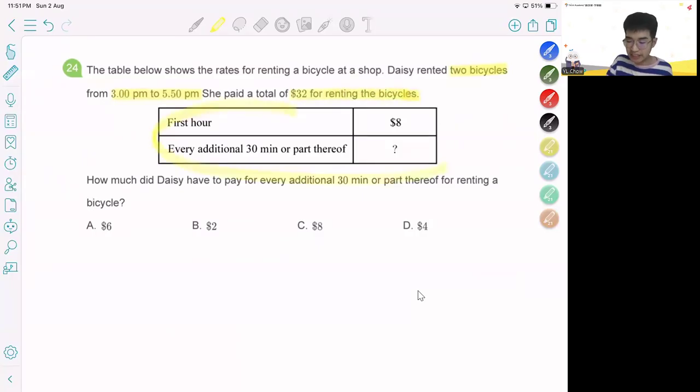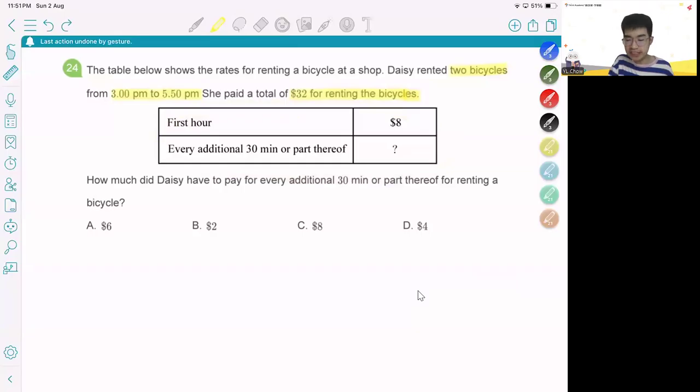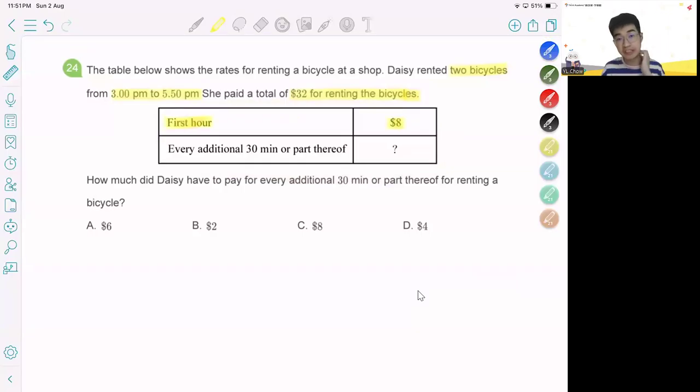Right, so you look at this rate over here, right? First hour, she pays $8, right? But take note, this $8 is actually the price for renting a bicycle. So everything that happens over here is only for one bicycle, right? Everything that happens over here is only for one bicycle. How much did Daisy have to pay for every additional 30 minutes or part thereof for renting a bicycle?